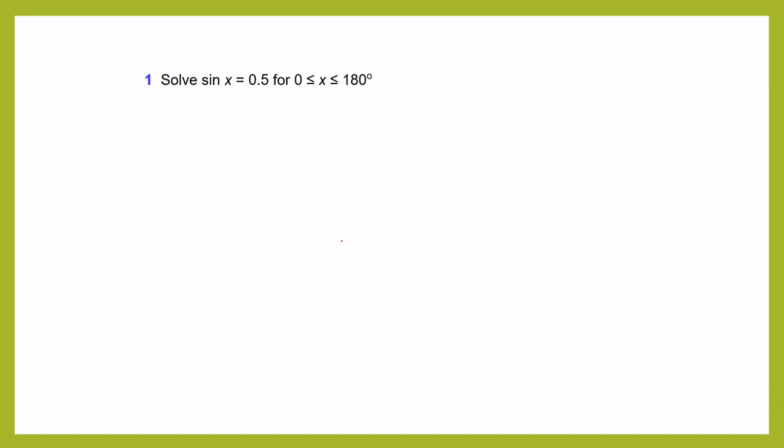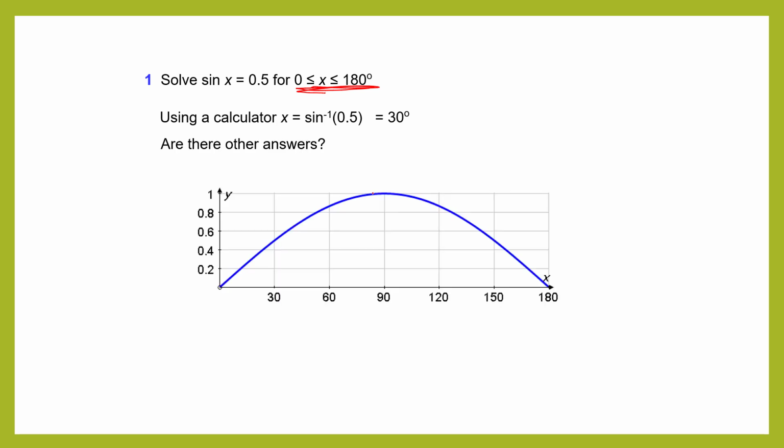For example, you are required to solve sine x equals 0.5 when x is between 0 and 180. So what does it mean that x is between 0 and 180? It means you are in the first and second quadrants. We need to know what's the angle that has a sine value of 0.5. You can do it by using the sine inverse, or the inverse of the trigonometric ratio, by doing sine inverse of 0.5, then you can find the answer, which is 30. But here we can draw the graph. This is the part from 0 to 180.